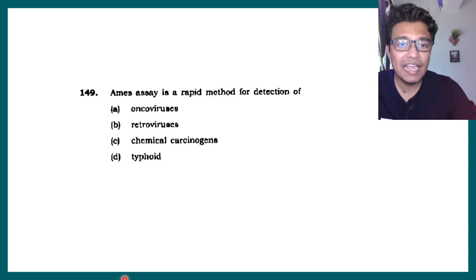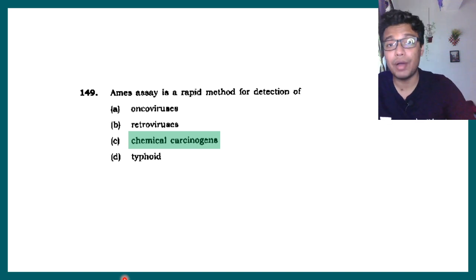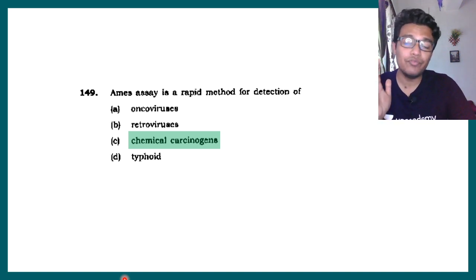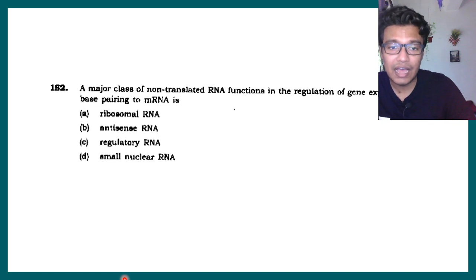Okay, now the EMS test is a rapid method for detection of oncovirus, retrovirus, chemical carcinogens, typhoid? The correct answer is chemical carcinogens. So the EMS test tells us about the carcinogenic or mutagenic potential of a substance. If you don't know what the EMS test is, you can quickly watch the video given in the I button.